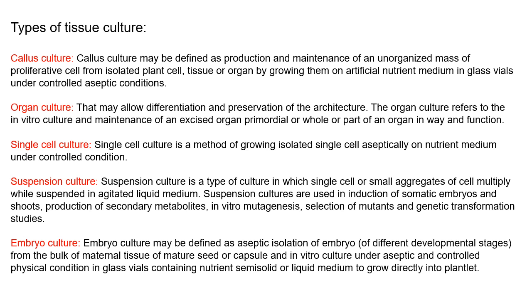Second is organ culture. That may allow differentiation and preservation of plant architecture. Organ culture refers to the in vitro culture and maintenance of an excised organ primordium, or whole or part of an organ, in a way that preserves its structure or function. So for example, for organ culture you can use a leaf or a flower also.